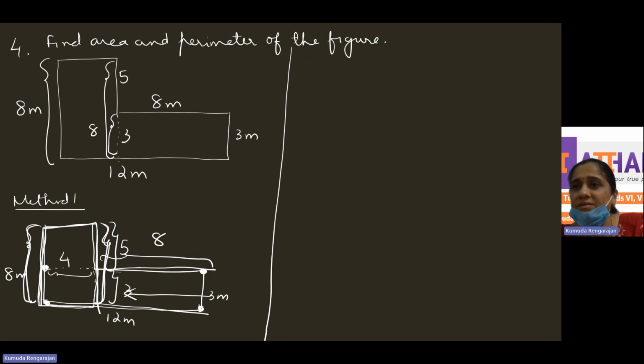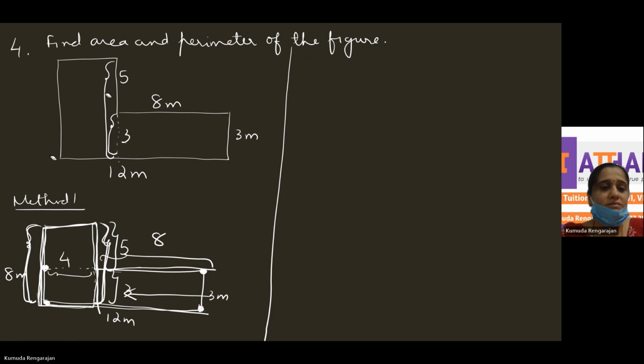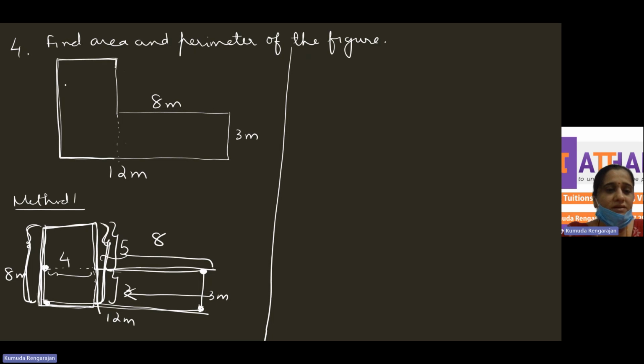Opposite, we are just using a simple property that in a rectangle, opposite sides will be equal. Opposite sides are equal in a rectangle. See, I can show you again. Just visualize this. This one is a rectangle, correct? Yes or no? Yes. This one is 8, given. 8 meters is given in the question.